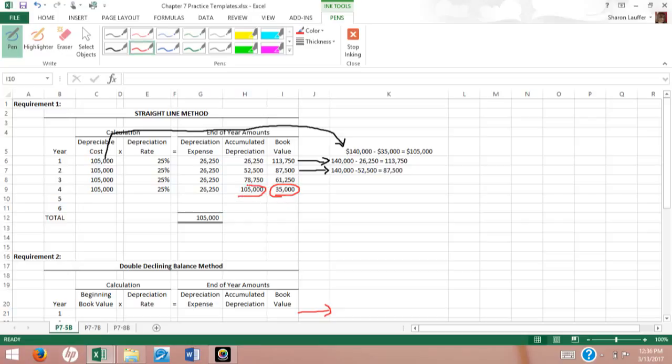Our total accumulated depreciation here should be equal to our depreciable cost, because this is the total amount we were expecting to depreciate. And so that amount should equal that. That amount also equals the amount of depreciation expense that we've taken over the course of those 4 years. So just some things to point out in that one.